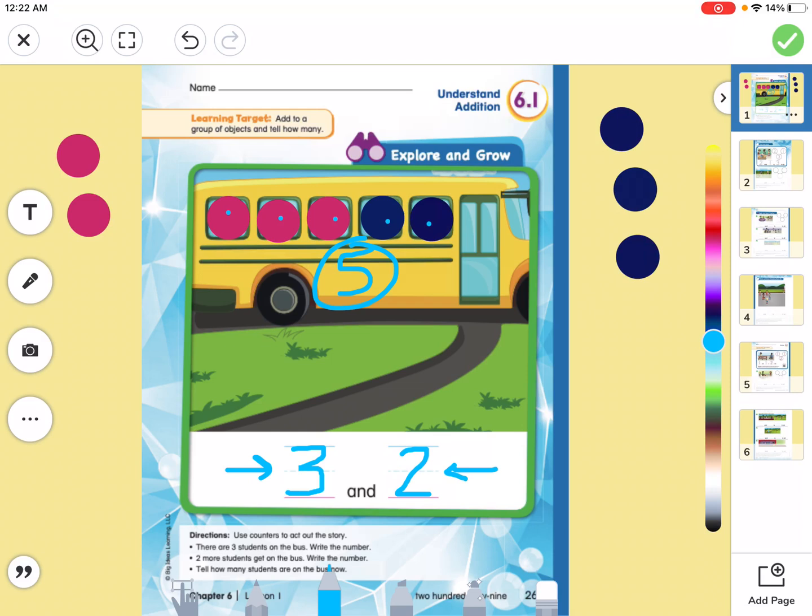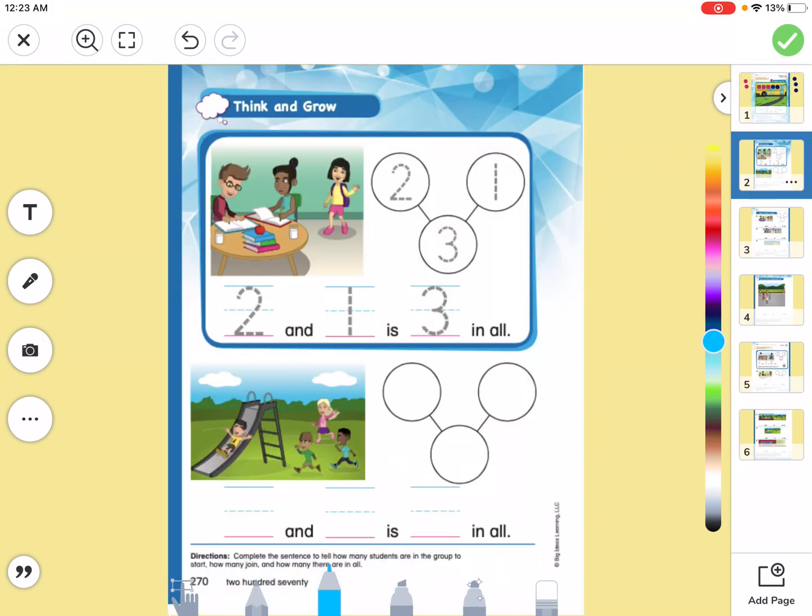Okay, we had 3 students on the bus. 2 more students got on the bus. So we had 3 and 2. And then 5 we have all together. Okay, so let's go to our next slide.